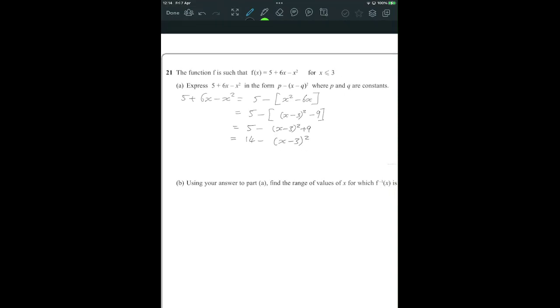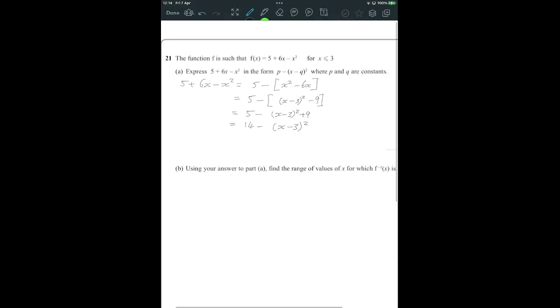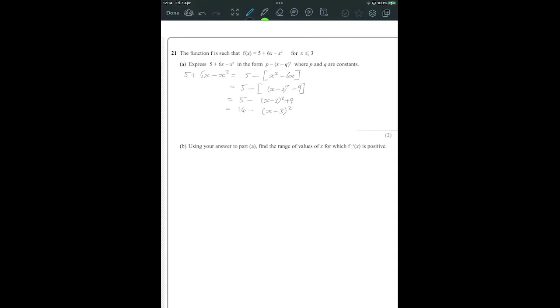And checking that does match the form that they wanted. Yes, P is 14, Q is 3. Using your answer to part A, find the range of values for which the inverse function is positive.